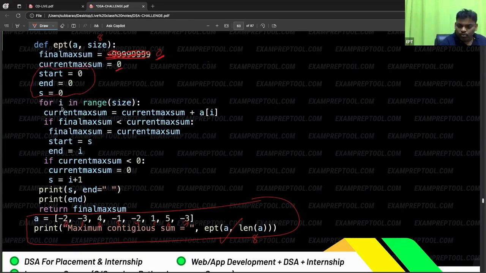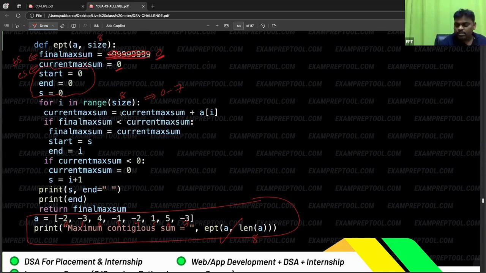Now the loop is going on. Range of size, and size is 8. Range of 8 means 0 to 7. The for loop runs 0 to 7 times. Final sum means best sum. Current sum means every-time sum.